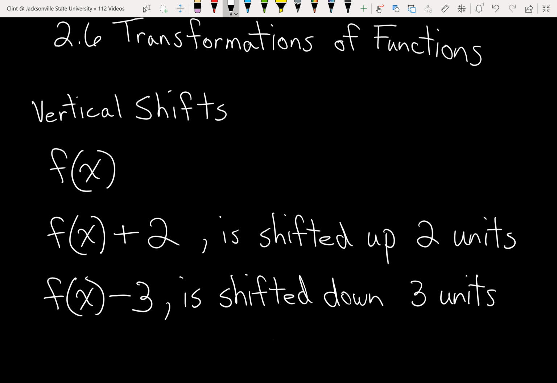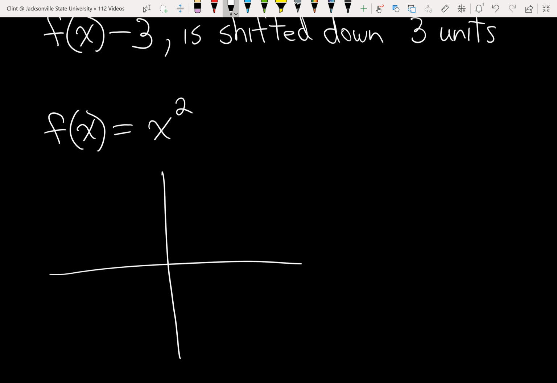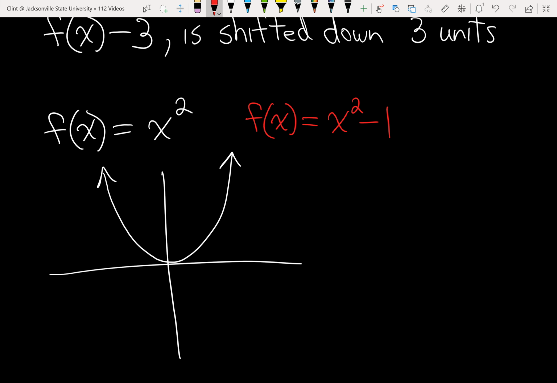So what are we talking about here? Let's think about the graph of something like x squared. If we just have x squared, remember it's kind of got this U shape that we call a parabola. Alright, so what about if we had, instead of f of x equals x squared, we had f of x equals x squared minus 1? What's that going to look like? Well, instead of starting down at 0, it's going to start down here at minus 1. So it's going to be shifted down 1 unit.